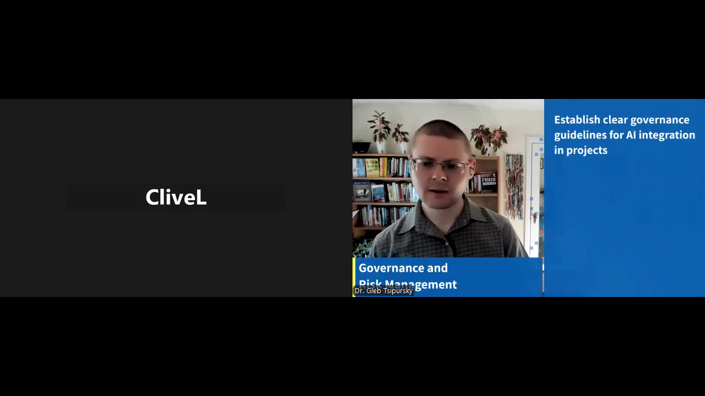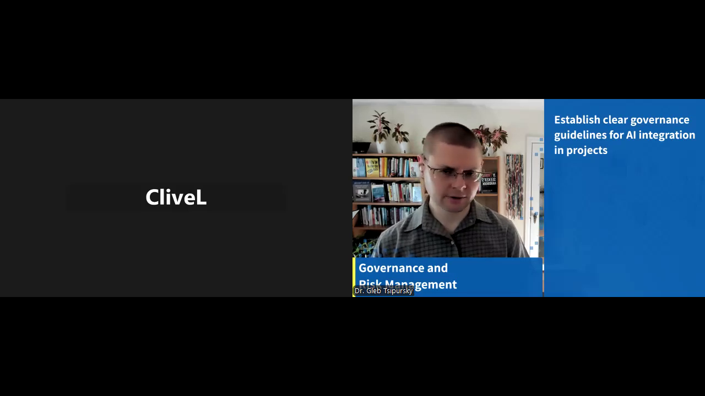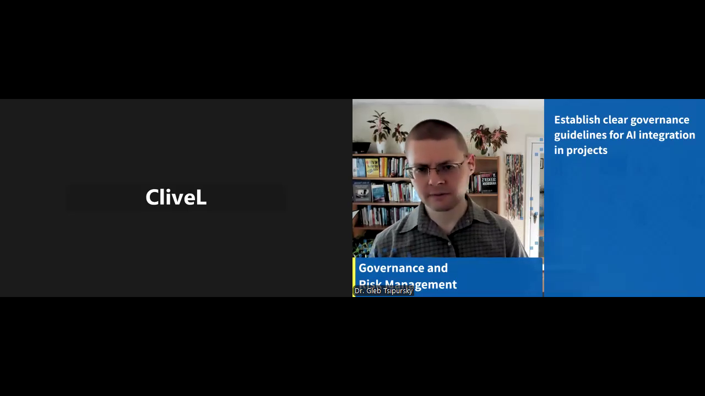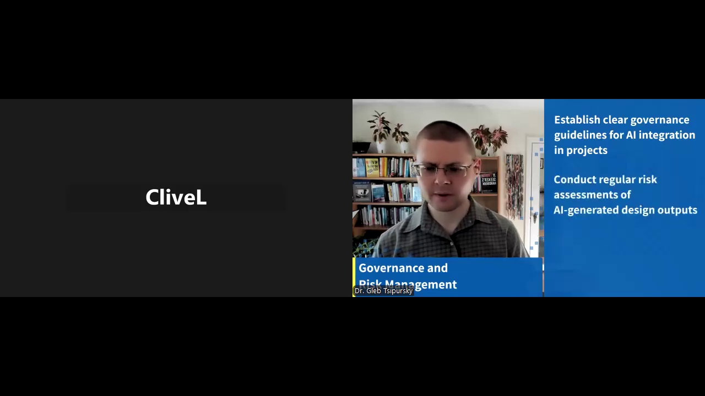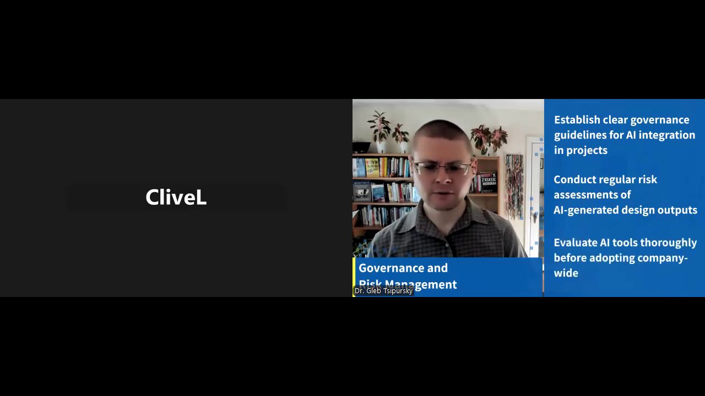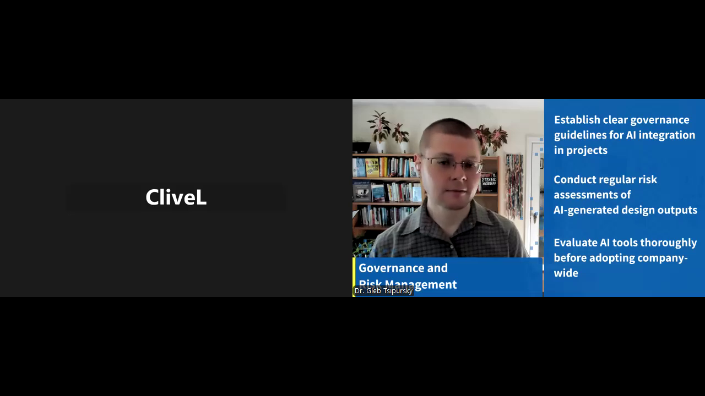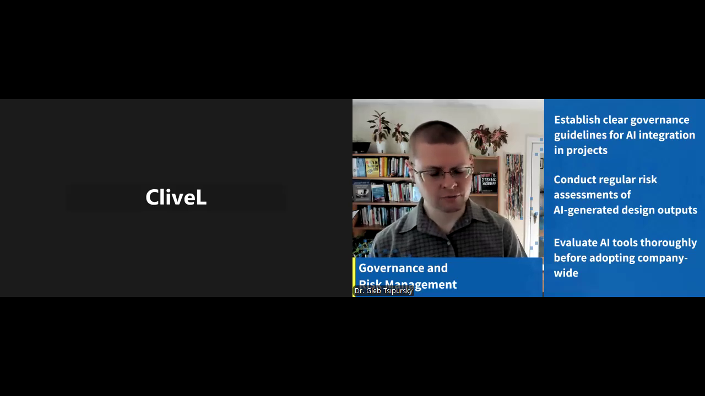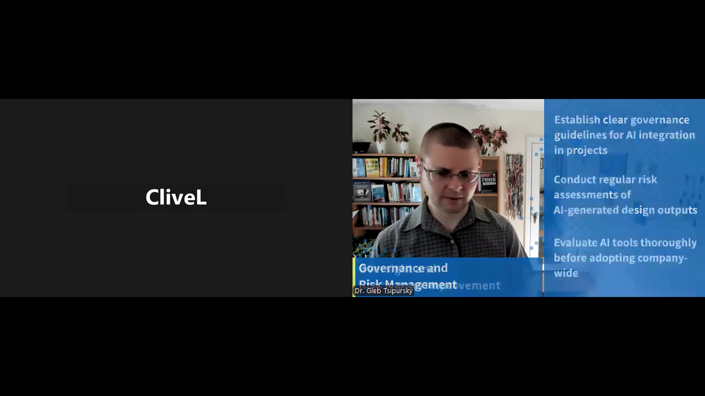Governance and risk management. Have governance guidelines for AI integration. So thinking about who in your company is responsible for various governance structures, compliance, risk management, decision-making, some people from IT, HR, legal, whatever. Have regular risk assessments of AI-generated design outputs. So again, for various inclusivity issues, various other challenges, bias, and so on. And evaluate AI tools thoroughly before adopting them company-wide through the pilot projects that I mentioned. So as you launch a pilot, also make sure to have a risk assessment on the outcomes of the pilot.